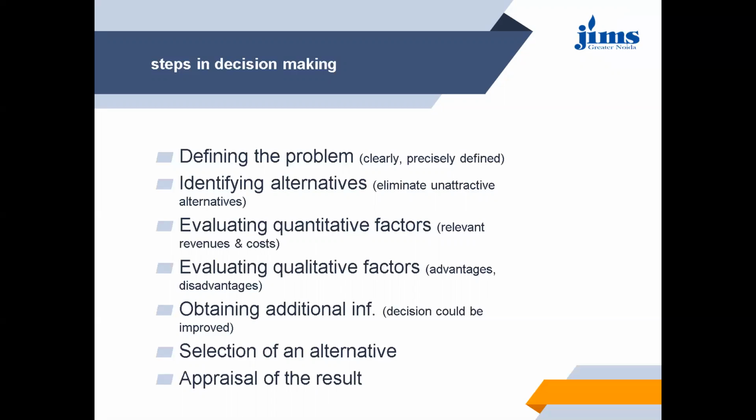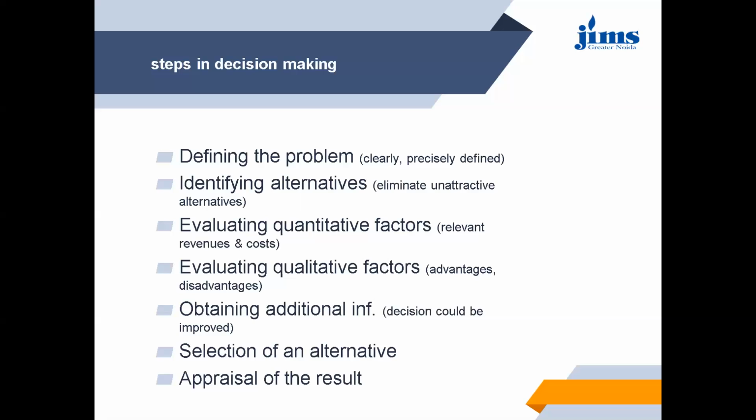In the next step, the company has to evaluate the quantitative factors, which are measurable. For all the alternatives, revenues have to be defined, costs have to be defined. For example, the company has to purchase a particular machinery. So the cost of that machinery should be evaluated and considered. What is the production capacity of that particular machinery? What would be the repairs and maintenance? So all the quantitative factors have to be evaluated.